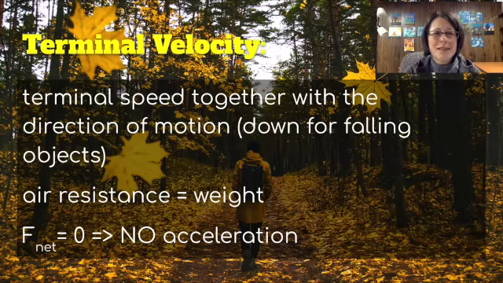Terminal velocity is terminal speed together with the direction of motion, down for falling objects. And we find that air resistance equals weight at terminal velocity. So F net is zero and there is no acceleration because the air resistance equals the weight.